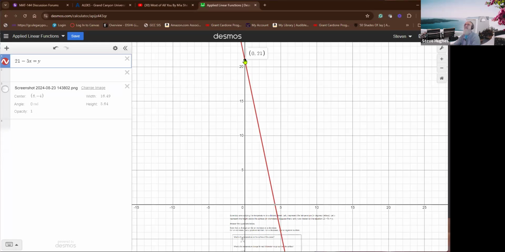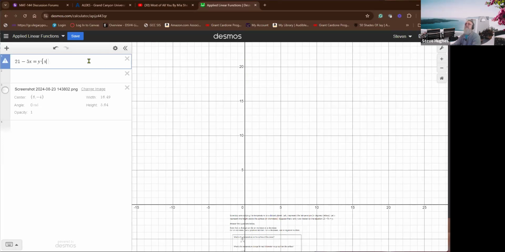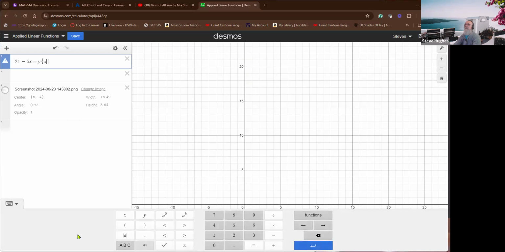All right, can we get negative values of X? No, we can't. Why? Because if we're on the surface, we can't go below the surface. We're not going to drill. We're just going to stay on the surface, right? So we need to set a restriction here for our function. X has to be greater than or equal to 0. That has to be the case.